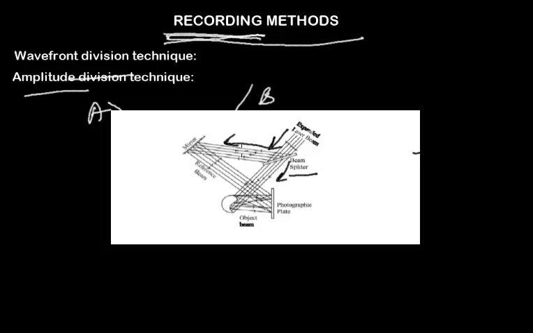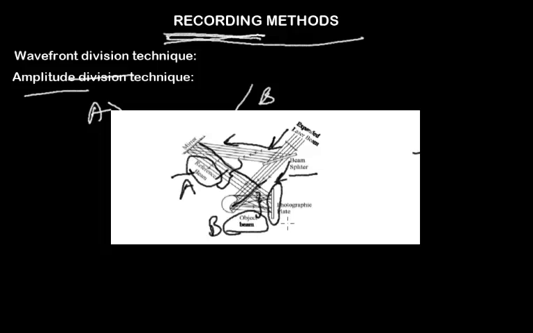Now one part of the beam will strike the mirror and reflect towards the photographic plate, and the other part from the beam splitter will strike the object. Again, this is the plane wavefront and this is the spherical wavefront. This is the reference beam and this is the object beam. So we'll consider this as A and this as B, and they will interfere and create a pattern on the photographic plate. That pattern is nothing but the hologram.